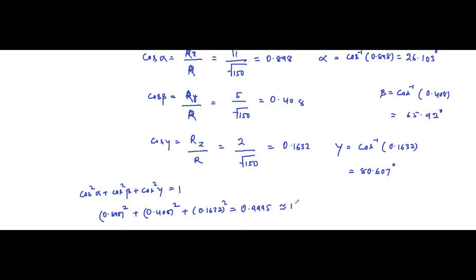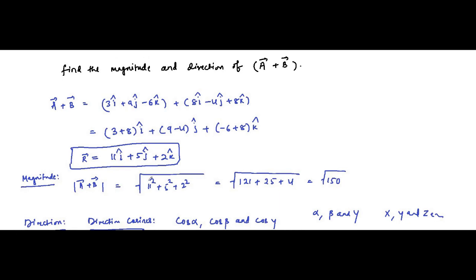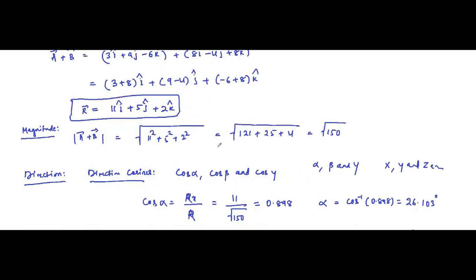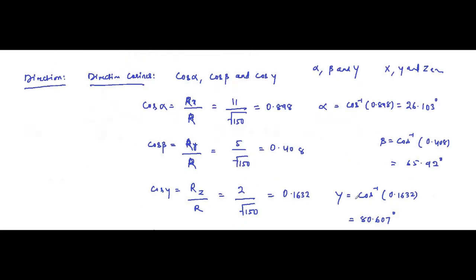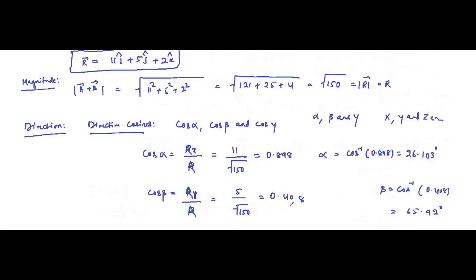So it confirms. In this question we have to find out the magnitude and direction of the resultant vector, the sum of these two given vectors. First we got the resultant vector, then we found out its magnitude, and then we found out its direction in terms of the direction cosines. And we confirmed the result. So this is the question.